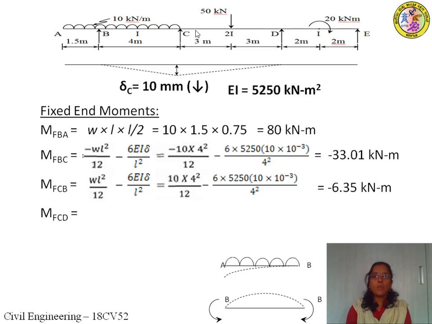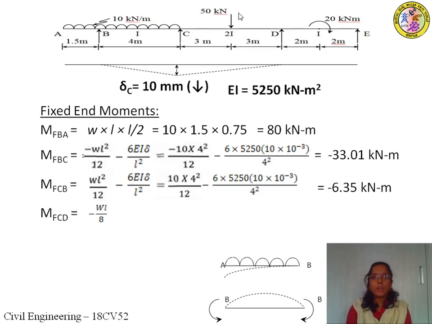Next we will calculate MFCD. So next we will move to member CD. To find MFCD, C is the left end and D is the right end. In such cases, the sign convention is, if the left support sinks down by delta, then delta is negative. So here for member CD, C is the left support and it is sinking down by delta, so delta is negative. That sign convention we have to follow.